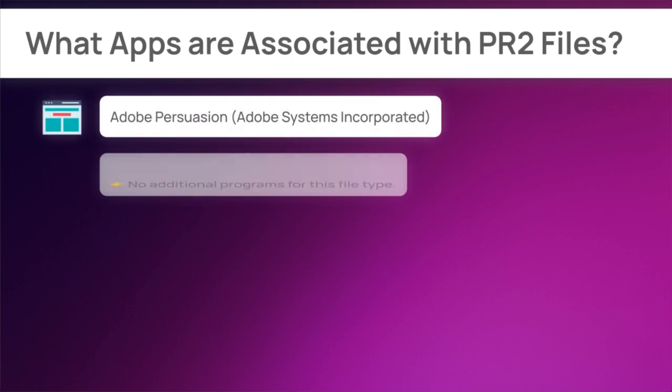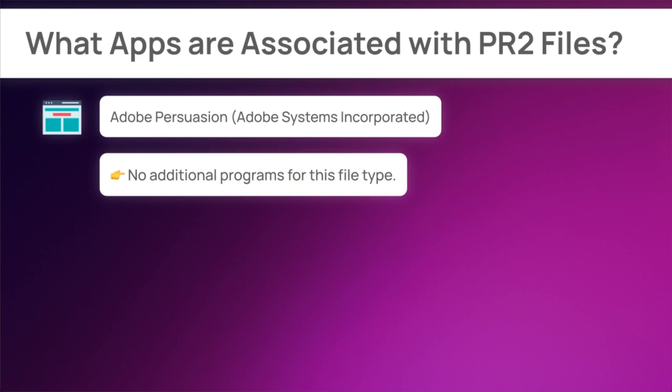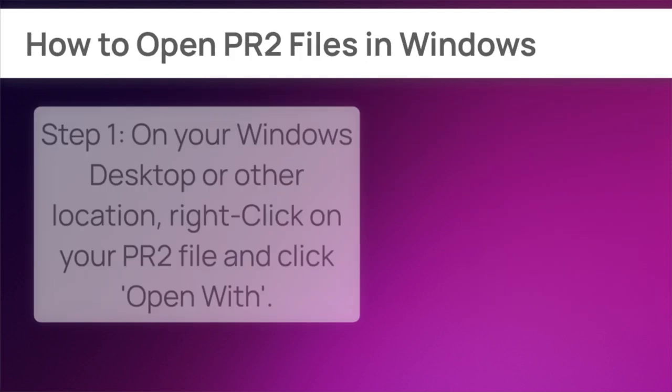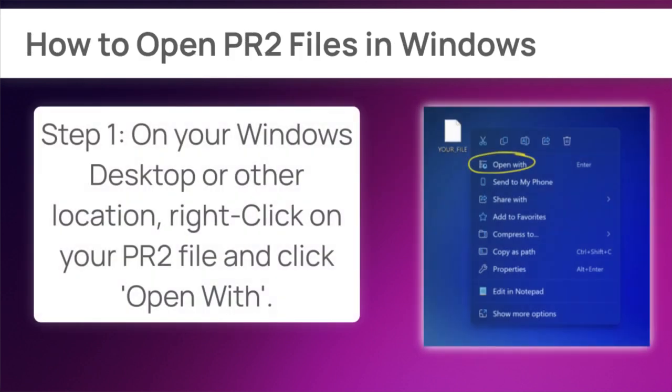Adobe Persuasion from Adobe Systems Incorporated is the core program designed for the PR2 structure. Windows cannot fully interpret the file's proprietary XML structure for editing purposes. Windows can show limited details, but full control needs presentation applications. We are testing the limits of your installed programs.